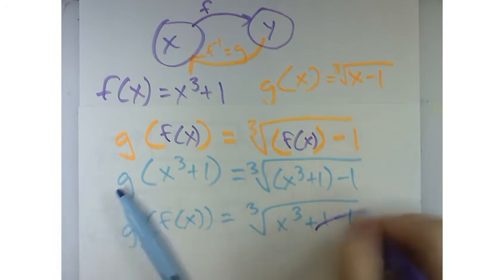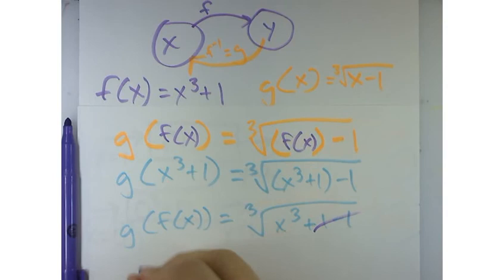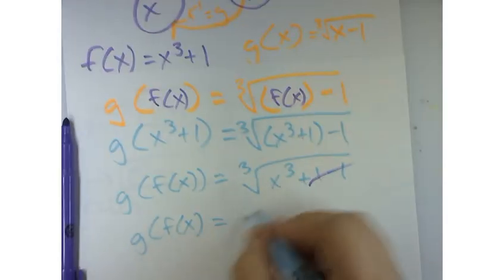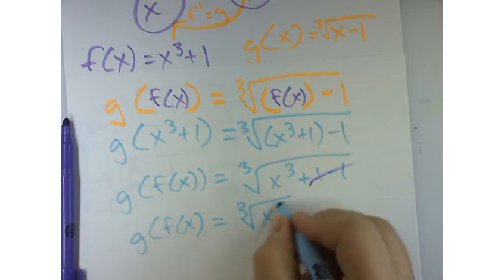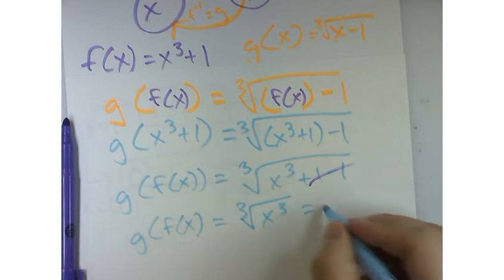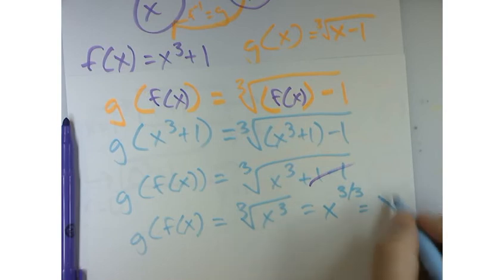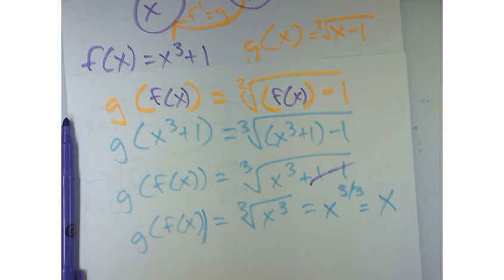Those cancel each other out, so I get g of f of x is equal to the cube root of x cubed, which is really x to the 3 over 3, or just plain old x. That's no accident. It'll happen that way every time if they are inverses of one another. Does that make sense?